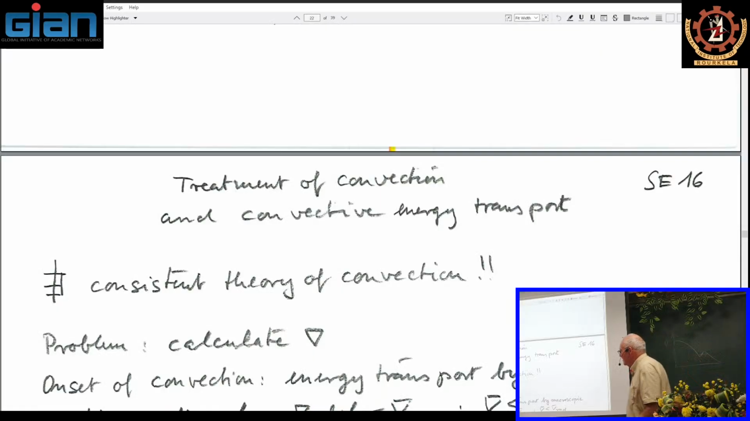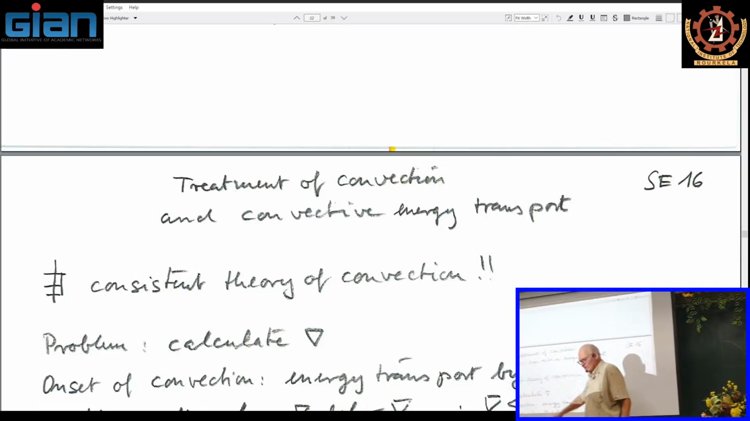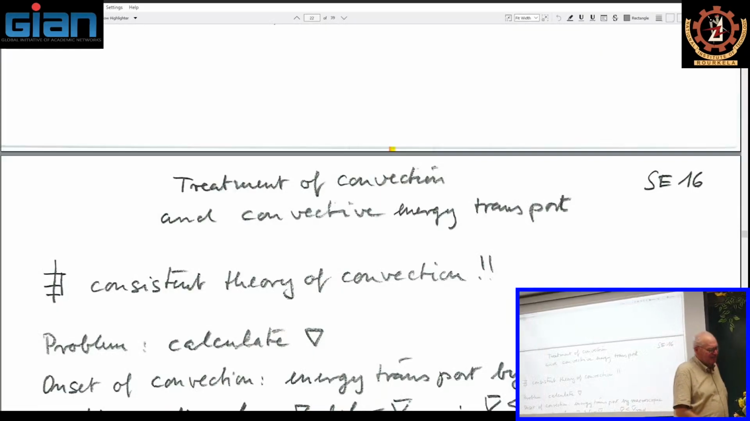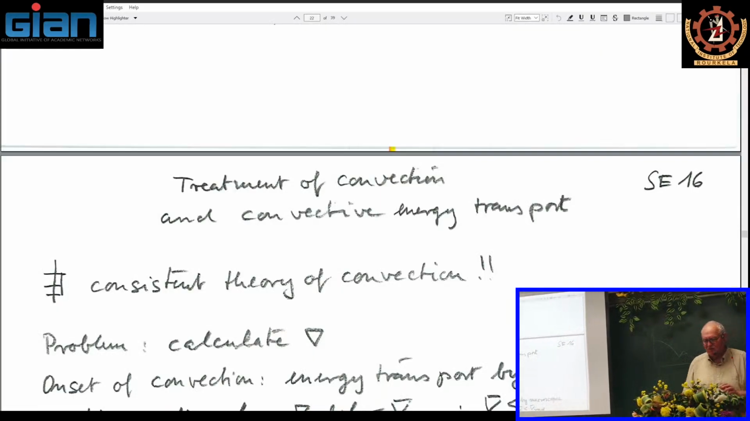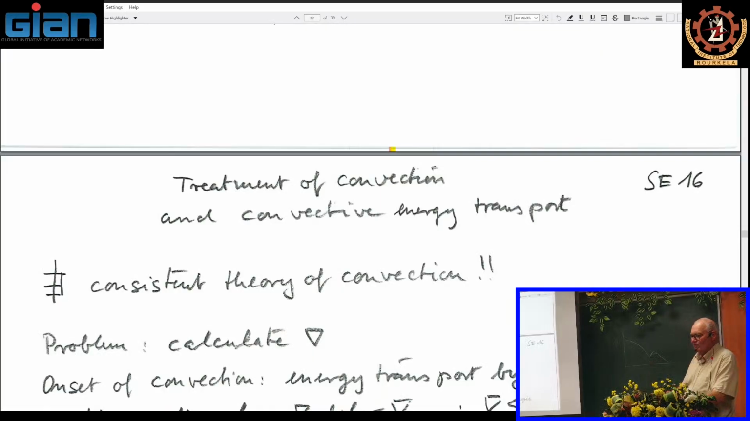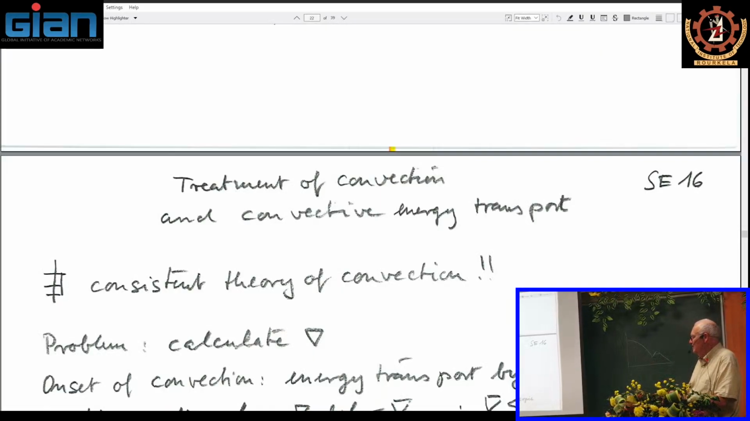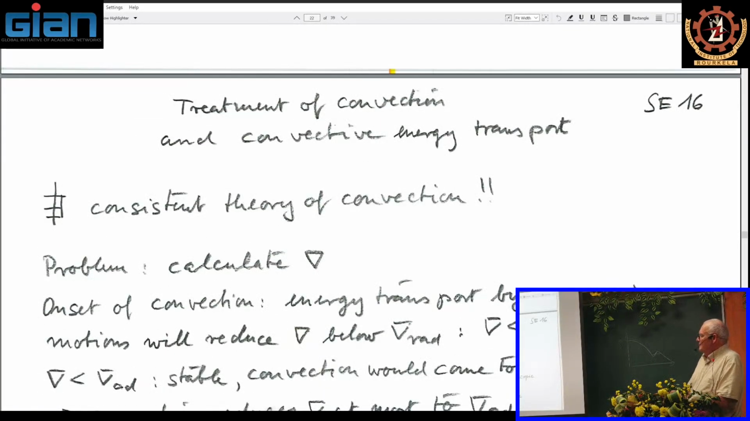The problem is we have reduced the problem now to calculating the value of nabla, which is the actual temperature gradient in terms of d log T by d log P. Well, there are some limiting cases where you can argue how big the value of nabla should be.